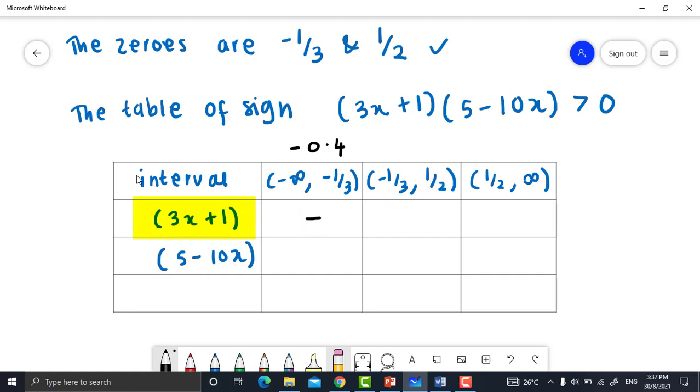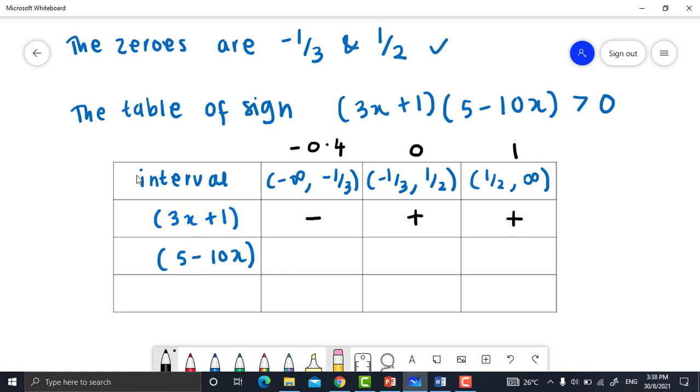Okay, and choose one value between -1 over 3 to 1 over 2, for example 0. So 3 times 0 plus 1 equal to +1. So here positive sign. And then choose one value greater than 1 over 2 and substitute into 3x plus 1. I will choose 1. So 3 times 1 plus 1 equal to 4. So 4 is positive value, positive here.